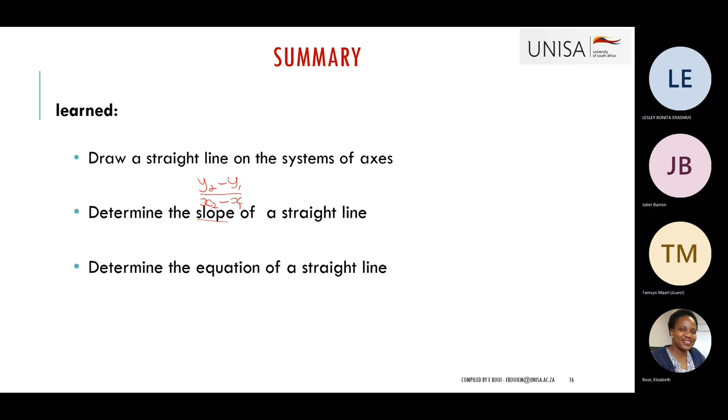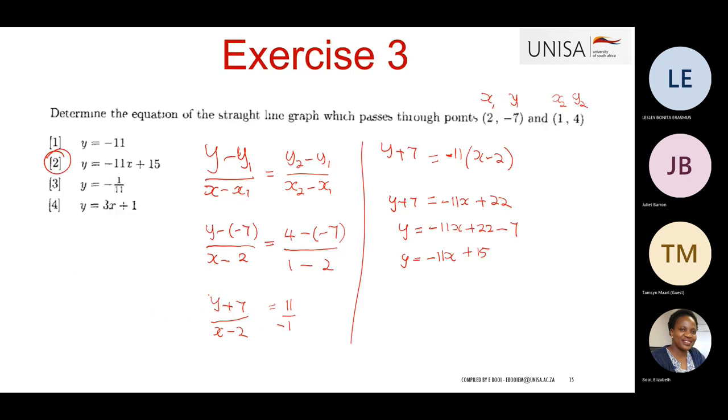Then we also learned how to find the equation of a straight line by using the formula y minus y1 over x minus x1 equals y2 minus y1 over x2 minus x1. So these are just the basic things that you have learned. Sometimes in your module, they might give you questions in a word format. You just need to read the question carefully and map out your points. So they might give you quantity and price. So the quantity will correspond with the price.